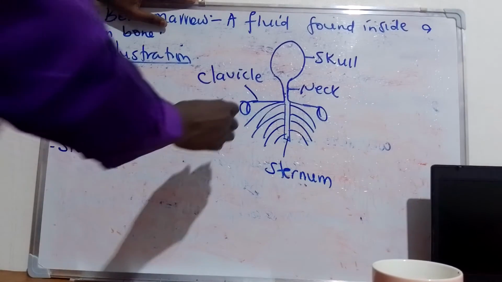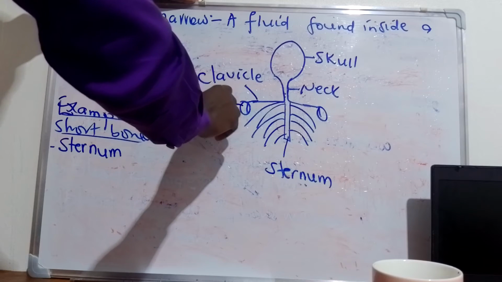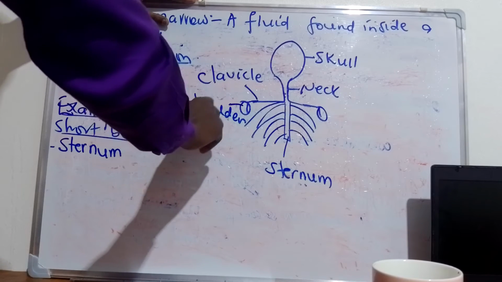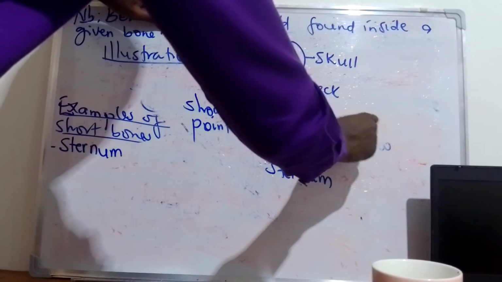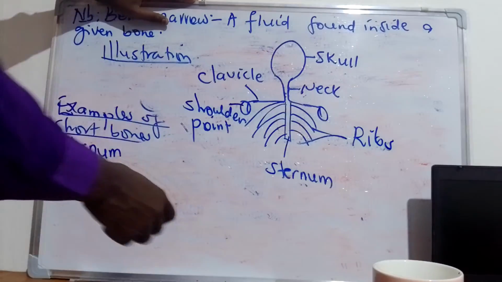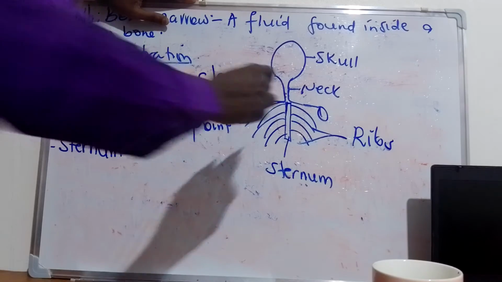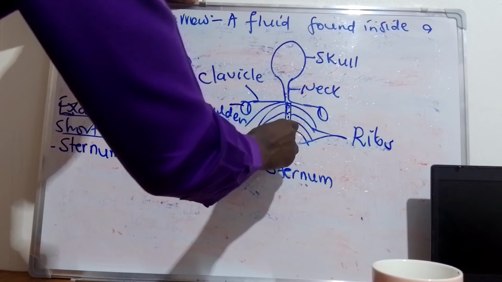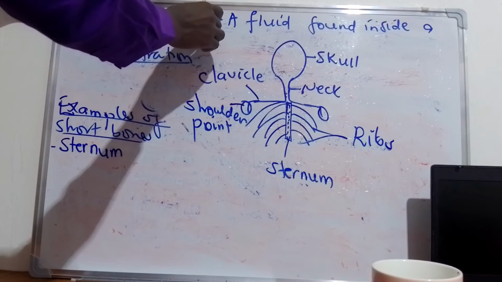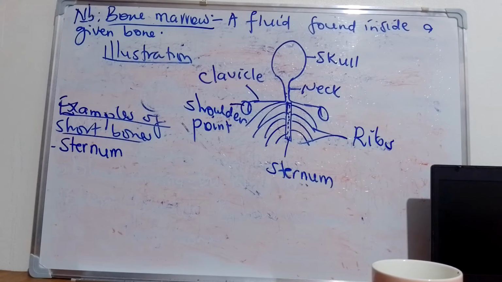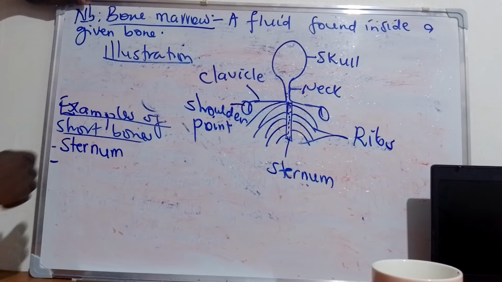This is a shoulder point of the body. So these are the ribs. These ribs originate from this middle bone called the sternum. It's a short bone. Now inside it is bone marrow. It is bone marrow that manufactures red blood cells. Let's have another example of short bones.